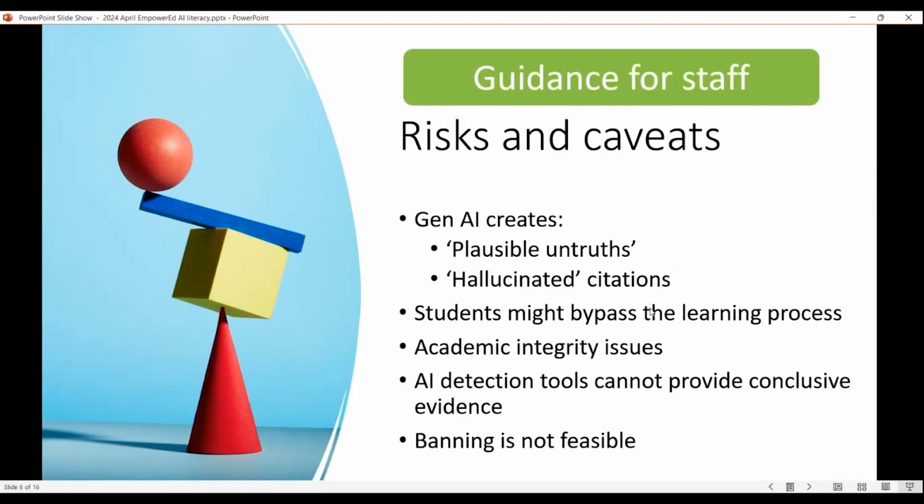So I'll just show you a couple of slides from the staff guidance. This is where we talk about risks and caveats.